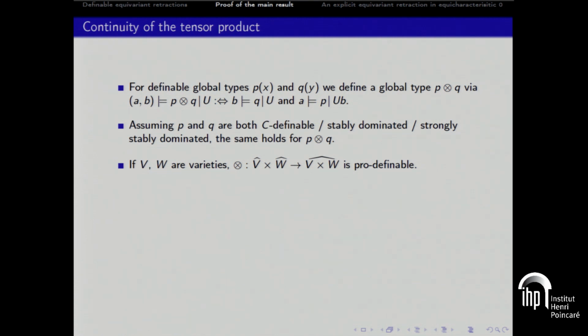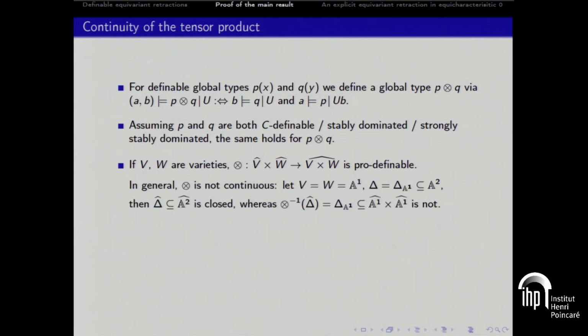Now we have this map tensor from V hat times W hat to V times W hat. This is certainly pro-definable, that's easy to see, but it is in general not continuous. There's a simple example. You take the diagonal, so you take V equal to W equal to A1, the diagonal inside A2.